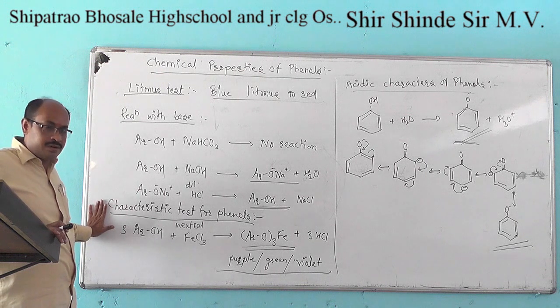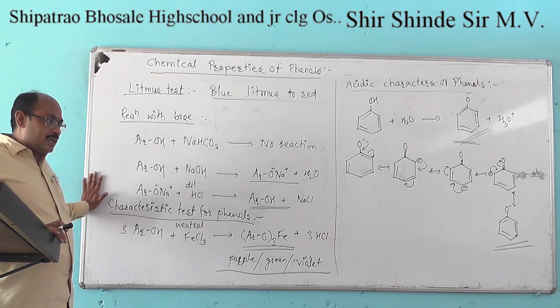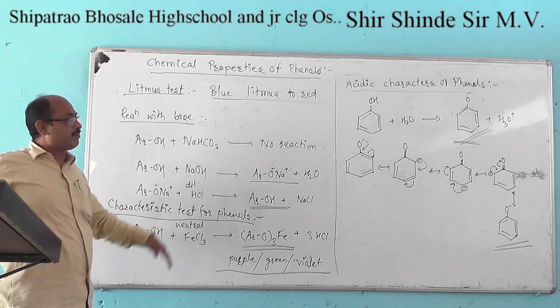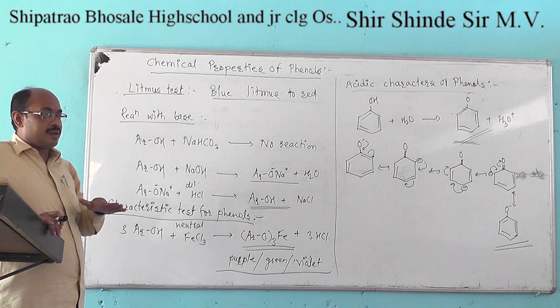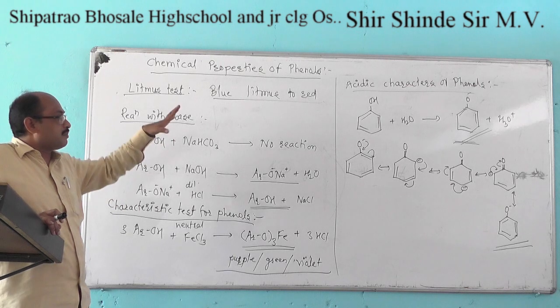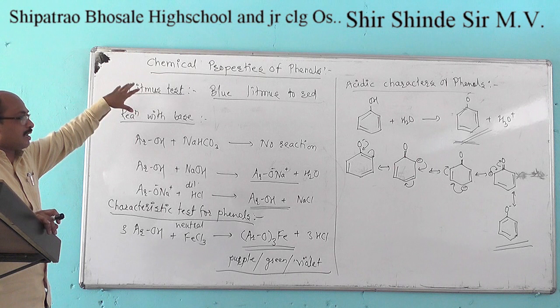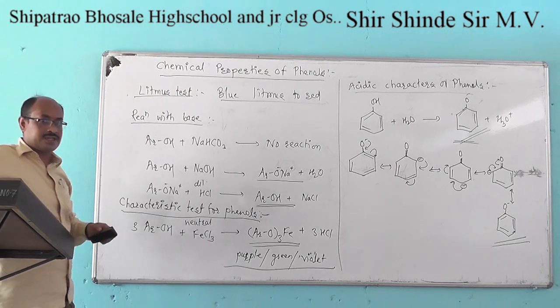Also the characteristic test for phenol, which involves the formation of deep coloration of ferric phenoxide, either green or violet or purple coloration. Also the character of phenol which shows the delocalization of the negative charge with the ring. These are some acidic characters of the phenols, which are involved in the chemical properties of phenols. Now the esterification reaction.